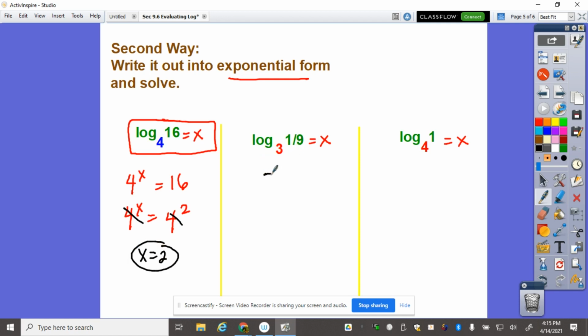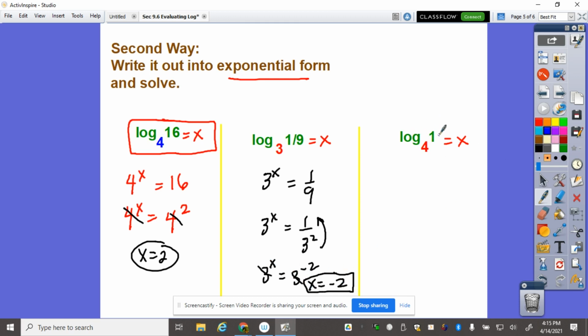Same thing with this. 3 to the x is equal to 1/9. We can make their base the same by bringing the 9 up, which will be, hold on, before we bring the 9 up there, we can rewrite 9 as 3 squared and then bring it up there. That will give us 3 to the x equals 3 to the negative 2. Cancel this out, so x equals negative 2.